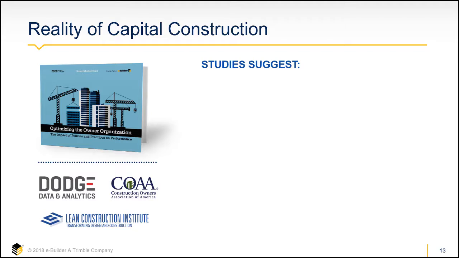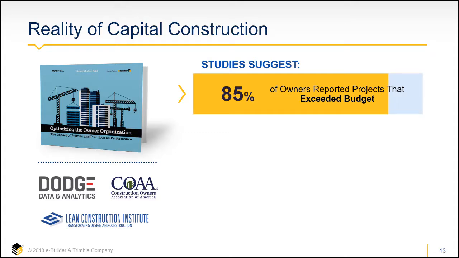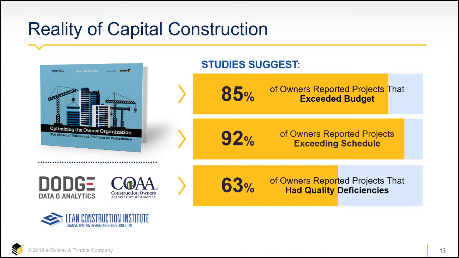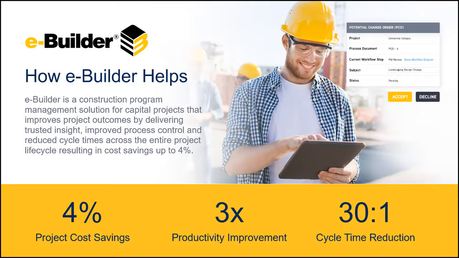From a report published by Dodge Data and Analytics in conjunction with the Construction Owners Association of America and the Lean Construction Institute, it was determined that of the owners surveyed, 85% had projects that exceeded budgets, 92% had projects exceeding schedule, and 63% had projects that had quality deficiencies. I realize that I've already discussed the metrics on this slide, but it is worth noting again as these metrics are a direct result of the efficiencies we are looking to highlight today.